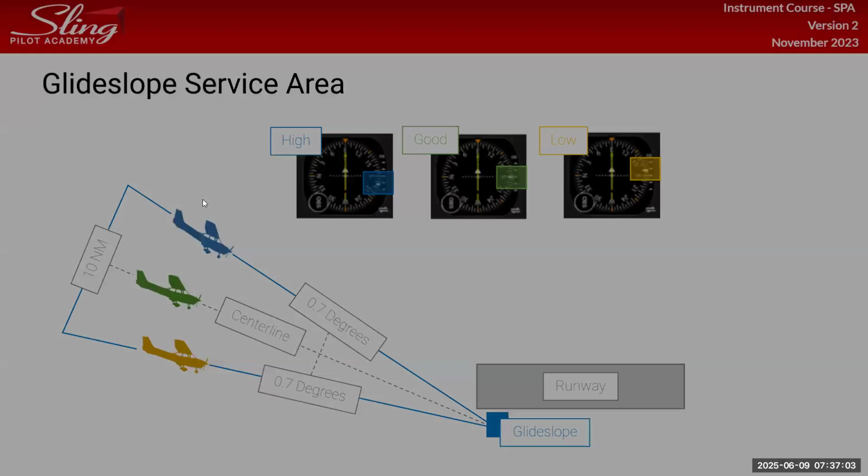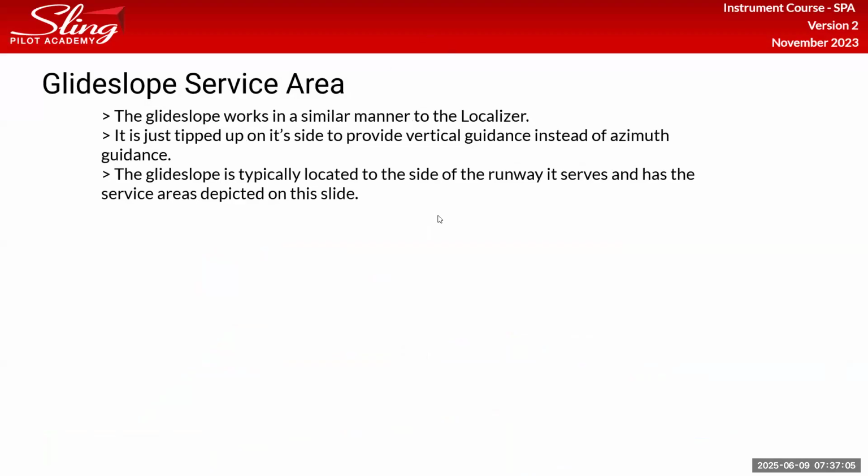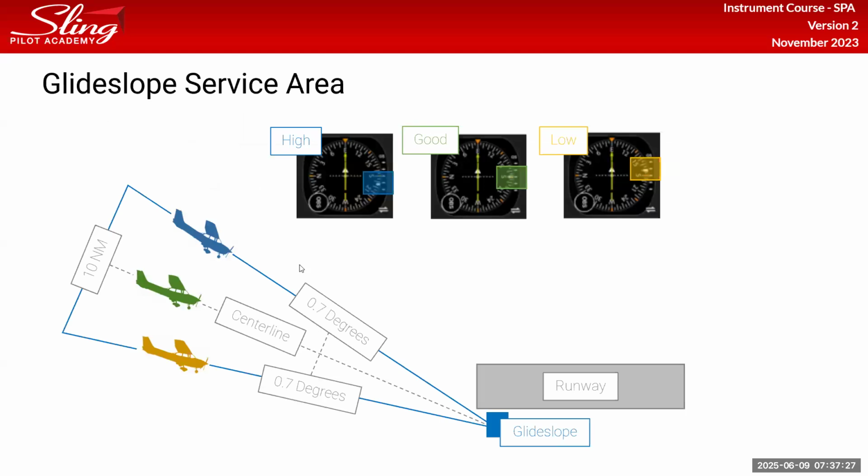Glide slope service area. So glide slope works in a similar manner to the localizer. It's just tipped up on its side to provide vertical guidance instead of lateral guidance. The glide slope is typically located on the side of the runway and has the service areas depicted on this slide. So yeah, glide slope will typically be near the touchdown zone markings.